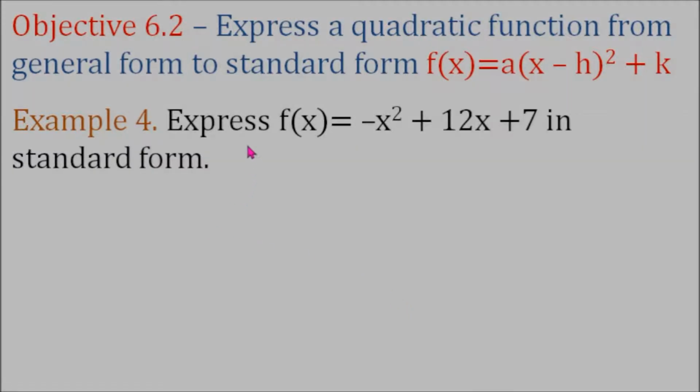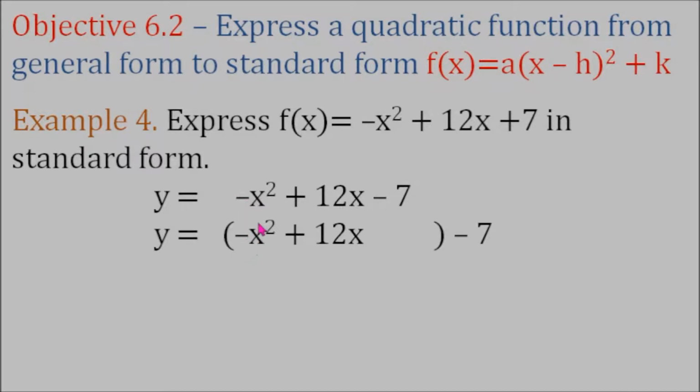Example number 4. Express f of x equals negative x squared plus 12x plus 7 in standard form. Again, we are going to enclose in parentheses the terms with x. So we have negative x squared plus 12x inside the parentheses, then the constant outside, that's plus 7. Notice here that we have a negative sign before x squared. We are going to move this negative sign outside the parentheses, so it becomes negative 1 times the quantity x squared minus 12x. Notice here that positive 12x becomes minus 12x.